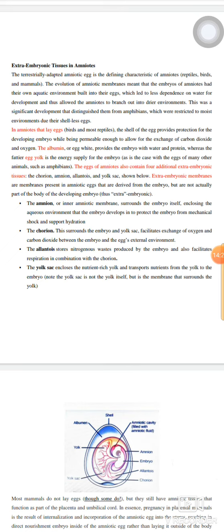So the amnion is an inner amniotic membrane that surrounds the embryo itself, enclosing the aqueous environment in which the embryo develops. It protects the embryo from mechanical shock and supports hydration. So it acts as a shock absorber for the egg. Then you have the chorion that surrounds the embryo and the yolk sac. It facilitates the exchange of oxygen and carbon dioxide between the embryo and the egg's external environment.